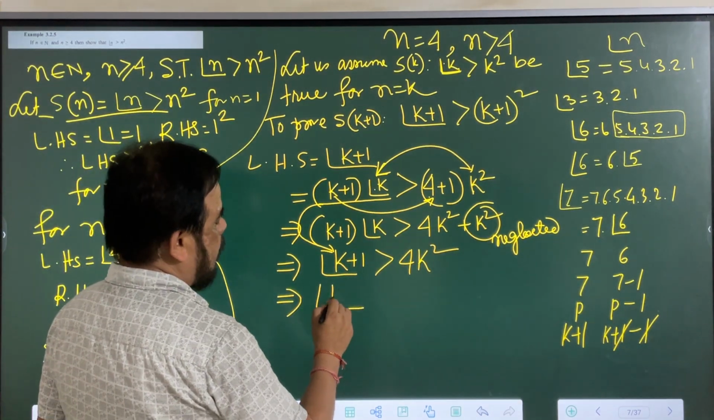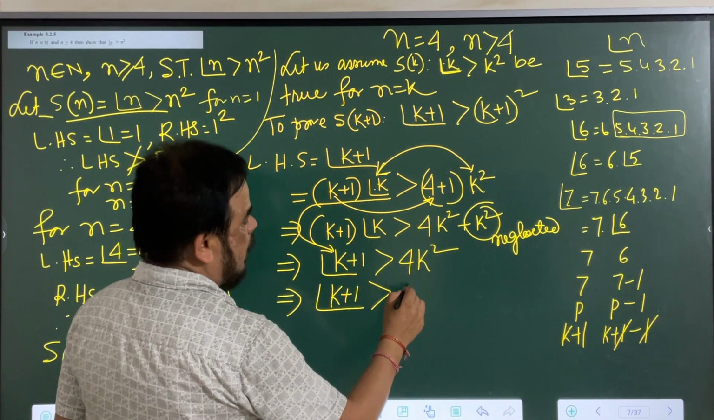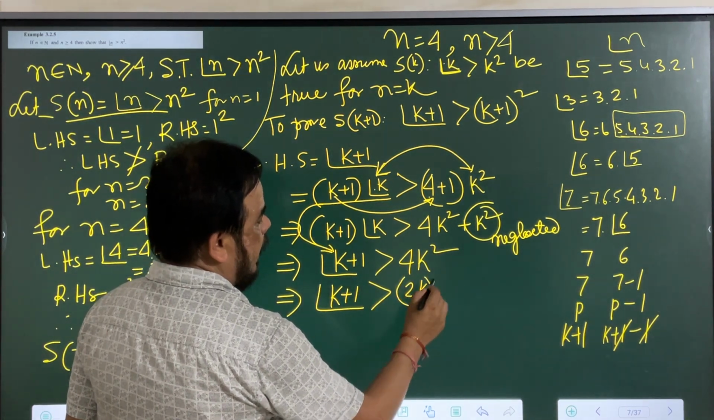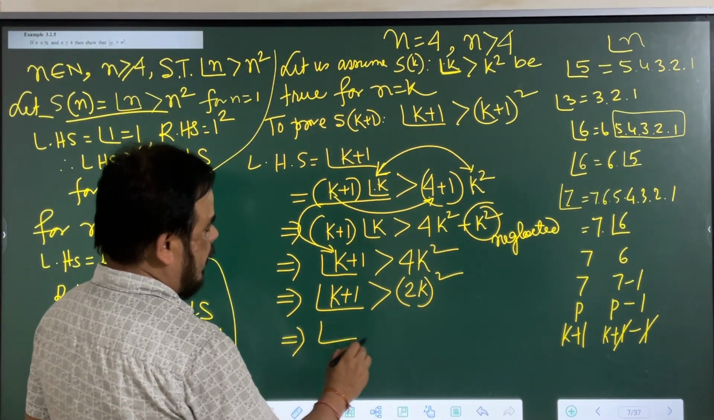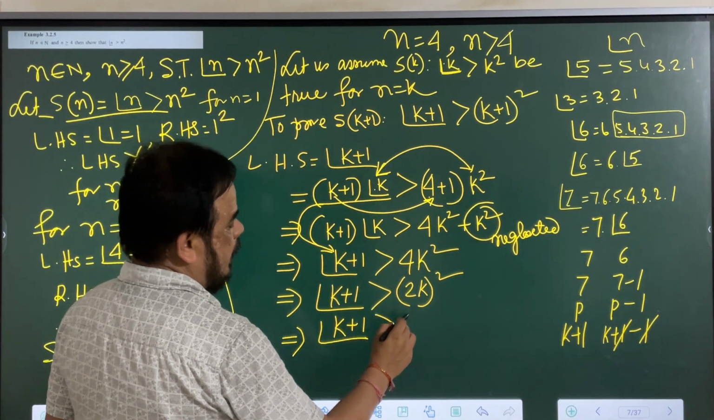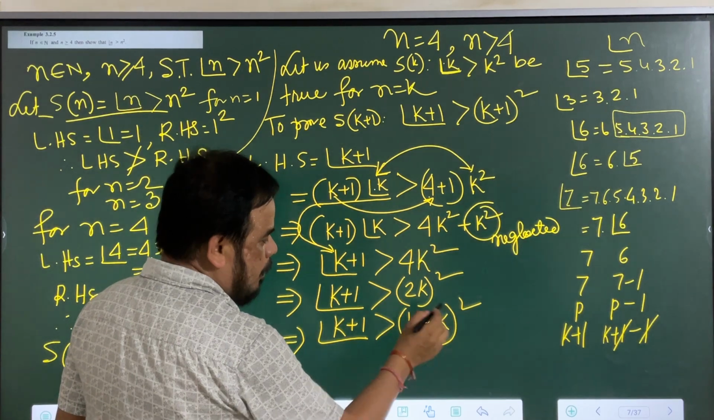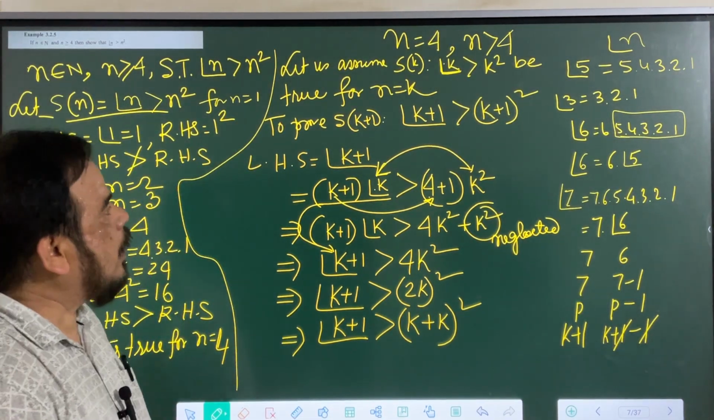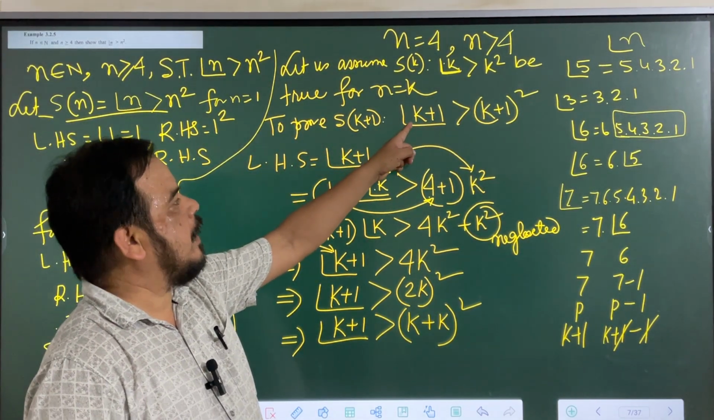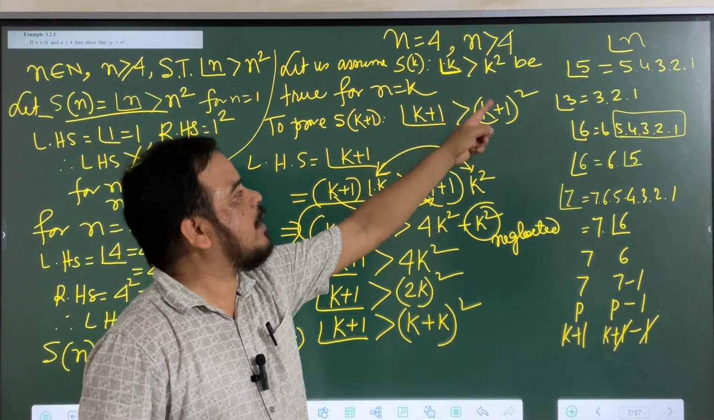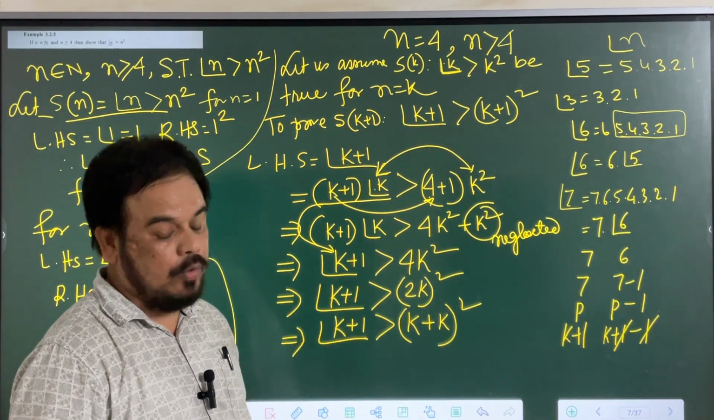Now K plus 1, this one we can write as 2K whole square. Again K plus 1 greater than K plus K whole square. 2K means K plus K. Now what do we actually have to prove? Factorial K plus 1 is greater than K plus 1 whole square. But we have got K plus K whole square.